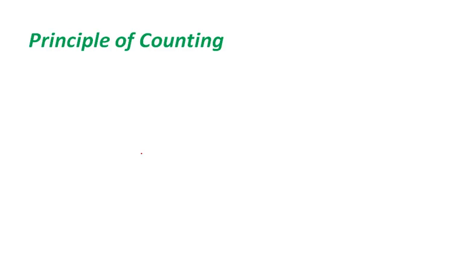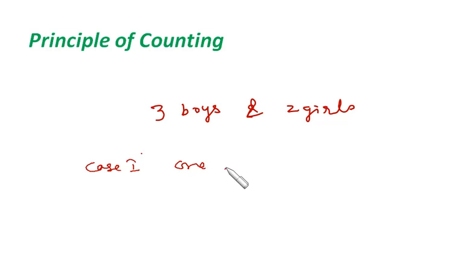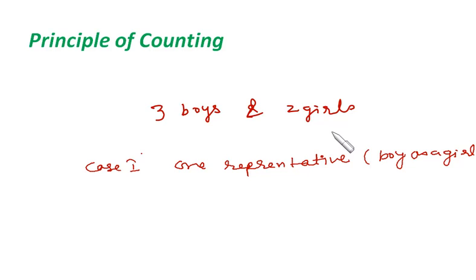Just for an example, suppose there are maybe three boys and two girls in your class. Now just listen to me very carefully. Three boys and two girls are there in your class. Now case one: suppose you have to choose a representative out of these students, right? You have to choose one representative, maybe it is a boy or a girl. Doesn't matter whether he is a boy or she is a girl, right? You have to choose one representative, right?